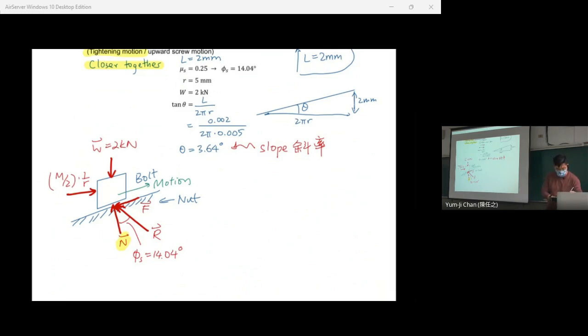So we have only 3 forces here, and we need to determine M. Because we have only 3 forces, what can we do? We can draw a triangle of the 3 forces.